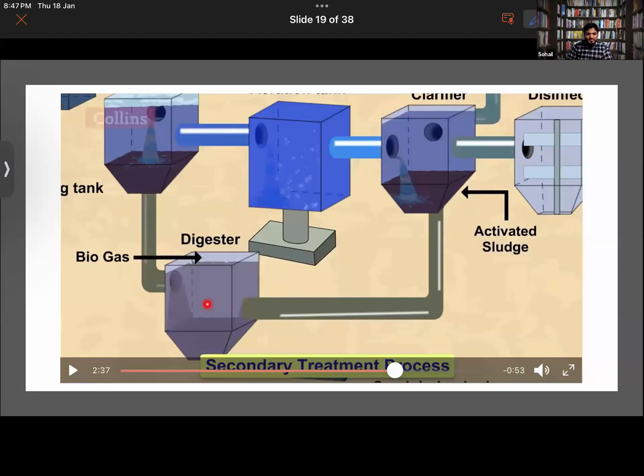Yes, that is happening. The biogas production is happening in this digester, and it can be used to produce electricity.